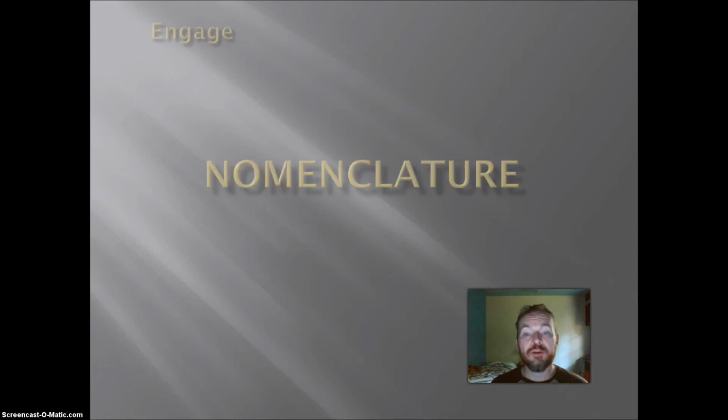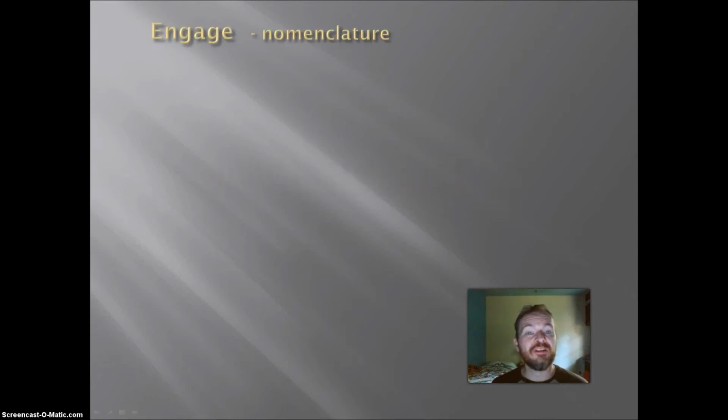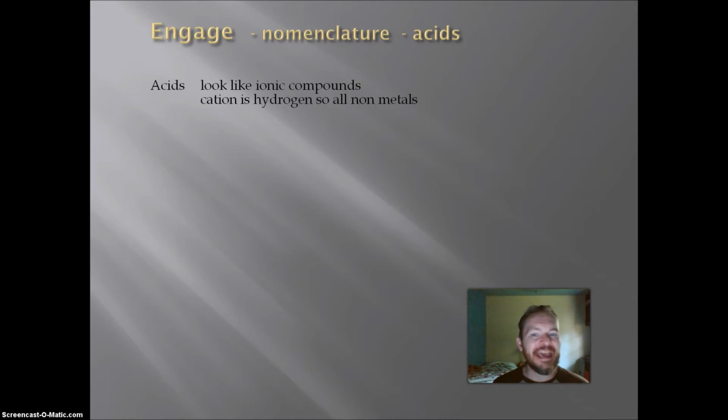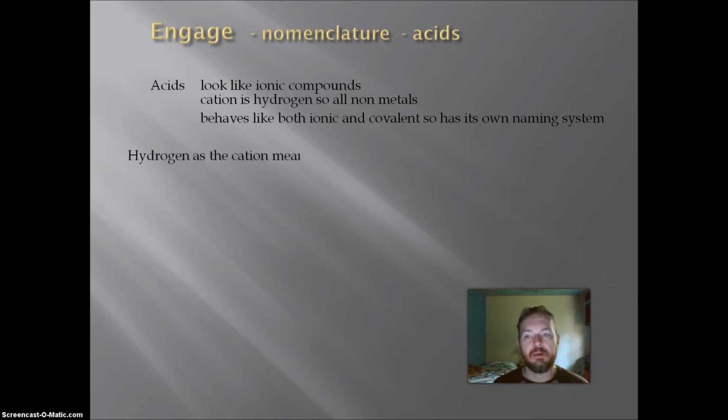In this module, we're going to look at nomenclature, and we're going to specifically look at the nomenclature of acids. Acids are chemicals that we quite frequently use in chemistry, and we're going to define an acid as a chemical that looks like an ionic compound, but the cation is hydrogen, so it's all nonmetals. Because of that, it behaves both like an ionic and a covalent compound, so it has its own naming system.